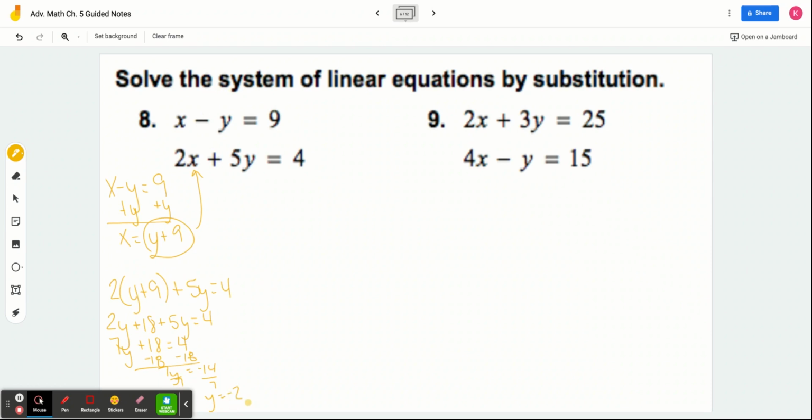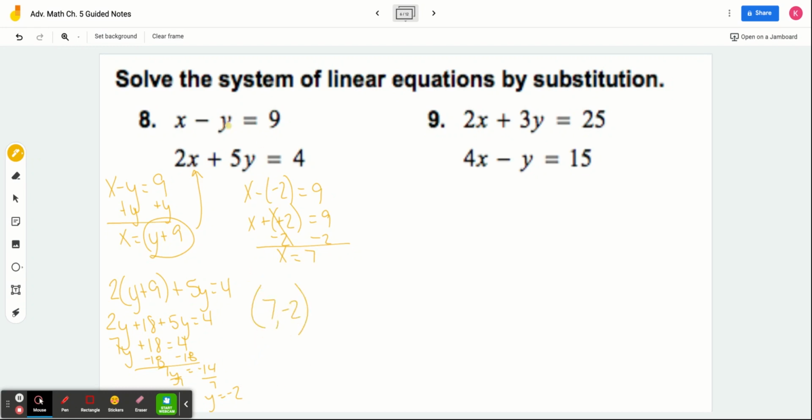Now again, we can take this value and plug it back into one of the equations. So x minus negative 2 equals 9. Minus a negative is like plus a positive. So here we're going to subtract 2 from both sides. We're going to be left with x equals 7. So our ordered pair here is 7, negative 2.